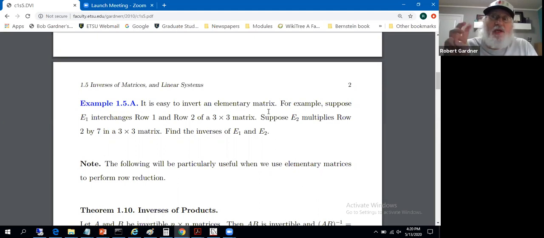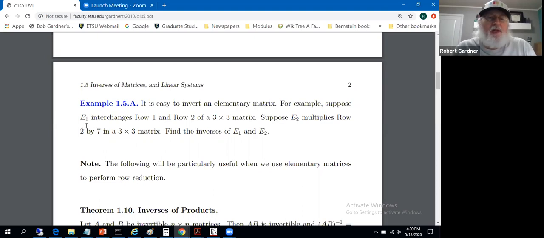We have three elementary row operations: row addition, multiplication of a row by a scalar, scaling rows, I think they call it, and interchanging rows. So those are the three elementary row operations. Each has a corresponding elementary matrix for any particular elementary row operation.